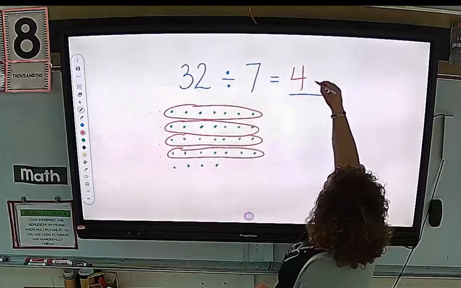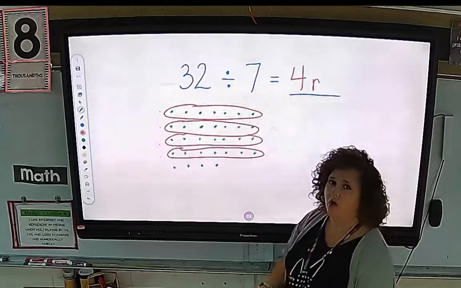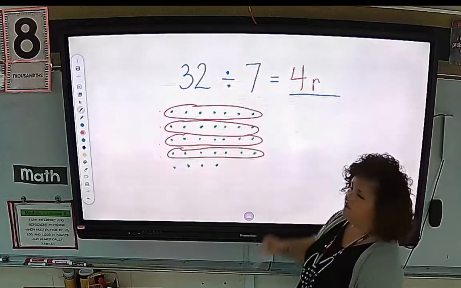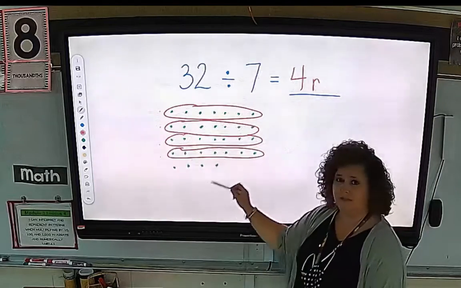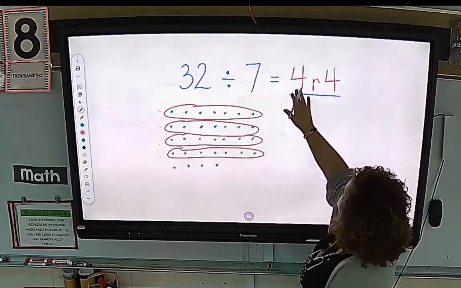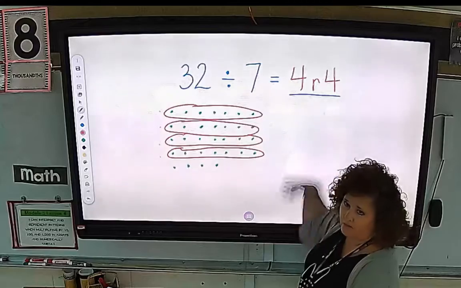So I have a remainder. That's the letter R. You can make it capital or lowercase. That stands for remainder, which means it's left over. And I have 4 that are left over. So my answer is 4, remainder 4.